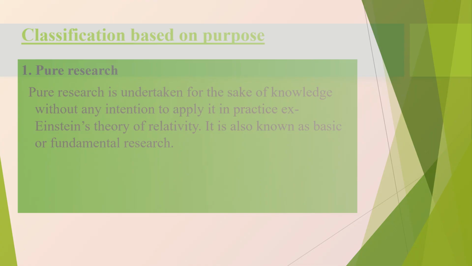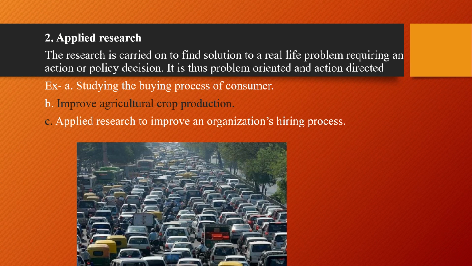Now the second form of research is applied research. Under applied research, we try to find a solution to real life situations. How? Either we take an action towards it, or we make a few policies or decisions which in turn help us solve the problem of this particular research. Applied research is all about being problem oriented and action directed.